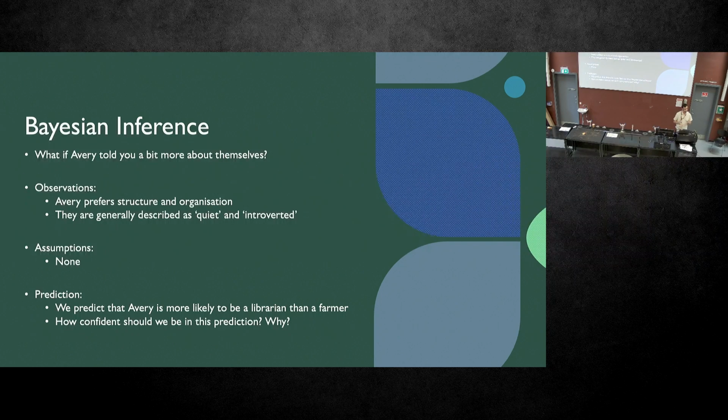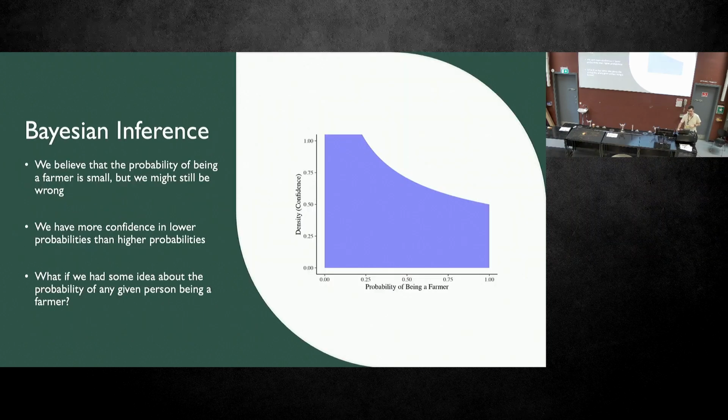How confident should we be in this prediction? Would anyone like to hazard a guess? 50%, 80%? What do we think? All right, well, I'll just show you. So while we might now believe that the probability that Avery is a farmer is small because it doesn't fit their personality, we might still be wrong. So we don't want to encode a lot of certainty in this idea.